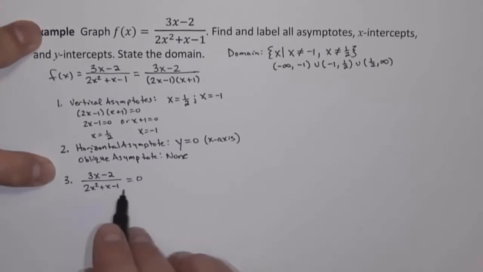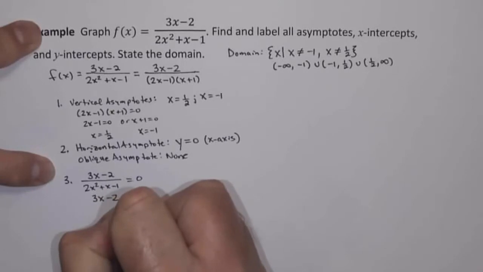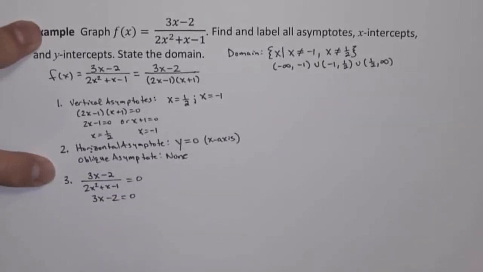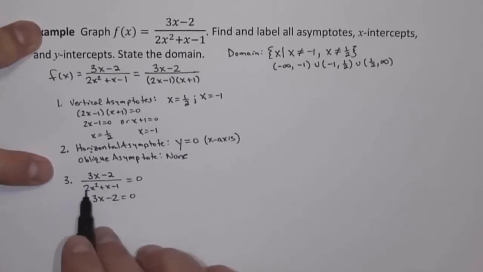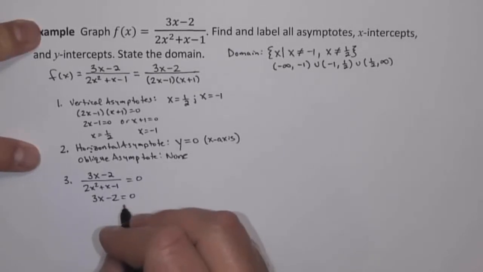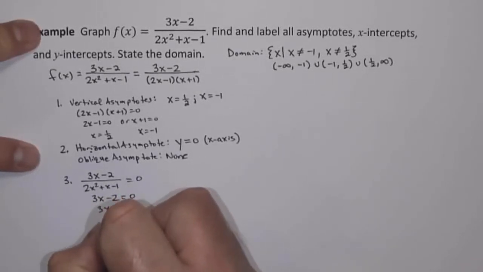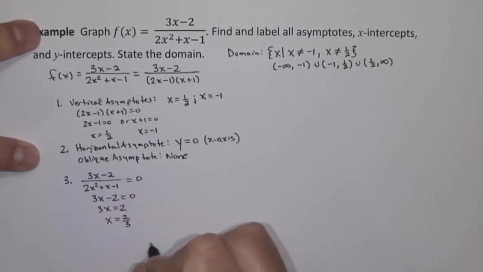If I multiply both sides by the denominator, that's going to give me 3x minus 2 equals 0, which is just the numerator equals 0. So there's really no sense in bothering with that first step. It's always just going to be whatever we get when the numerator is set equal to 0. Well, if 3x minus 2 equals 0, then 3x equals 2, and so x equals 2/3.